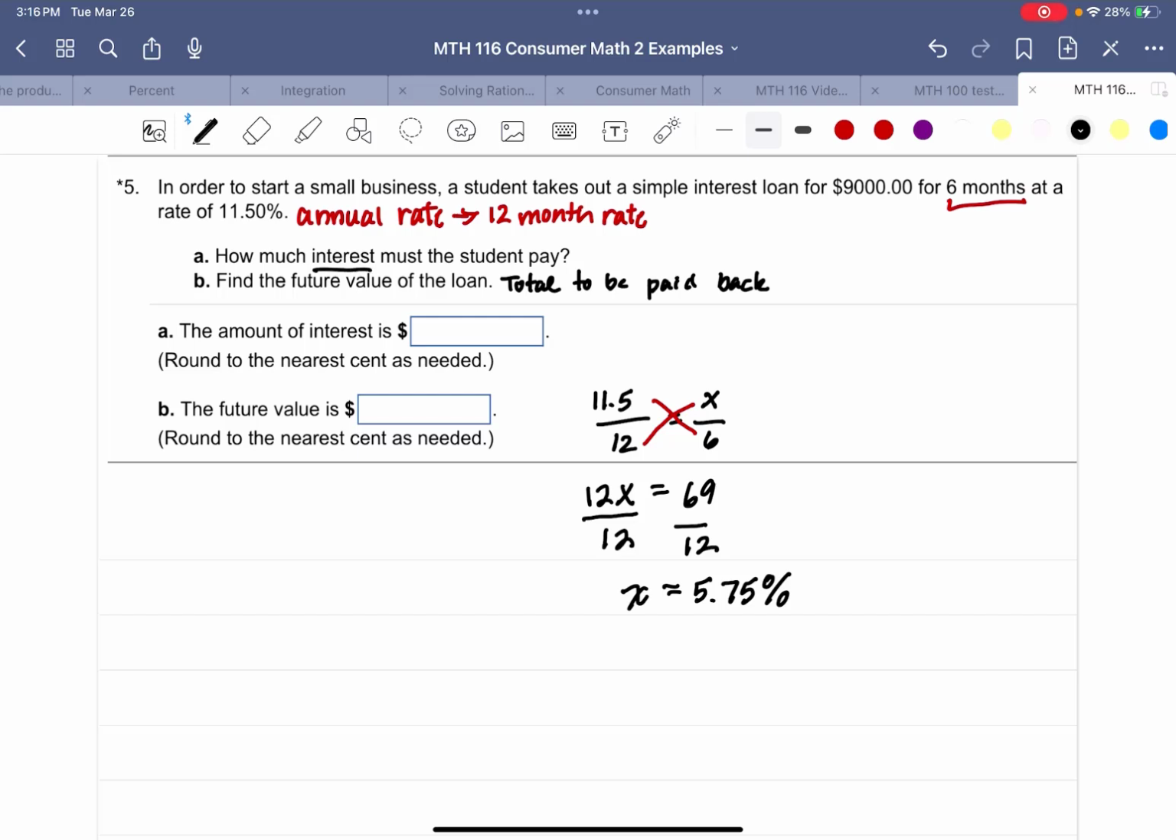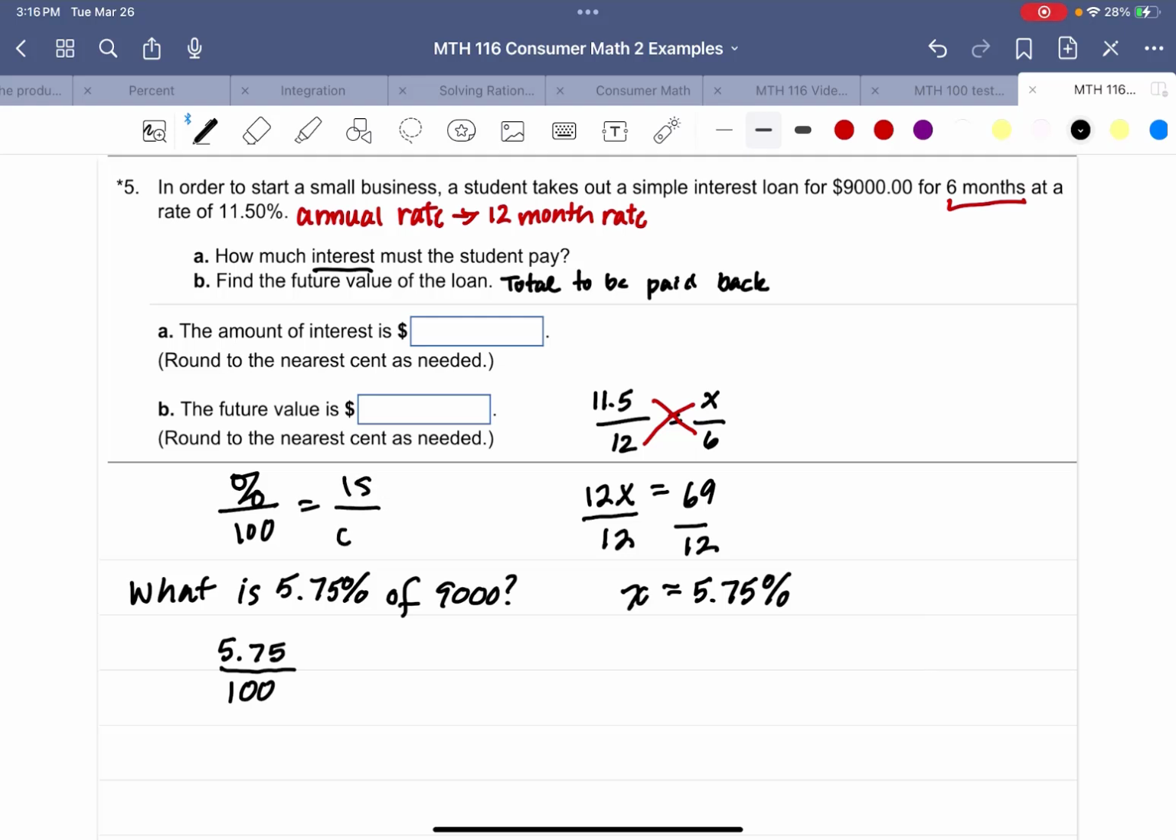So the interest the student has to pay is 5.75% of $9,000. So that's 5.75 out of 100. This is my percent over 100 is over of out of 9,000. So x over 9,000. So that's 100x equals 5.75 times 9,000.